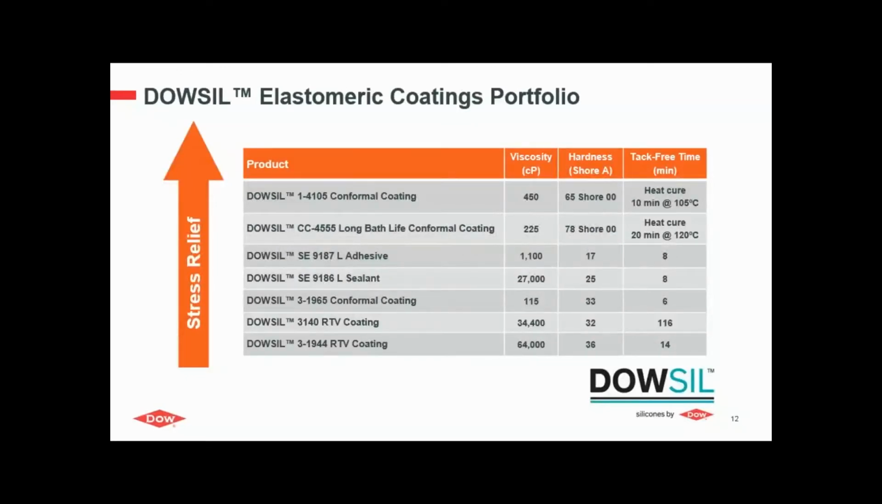Regarding our portfolio for the elastomeric coatings, we can offer a broad range of products with different stress relief levels, with a low hardness and very high stress relief, and high hardness, where we have a lower stress relief but still suitable for some applications. All those coatings are available with different viscosities or also with different cure speeds depending on your final process application.